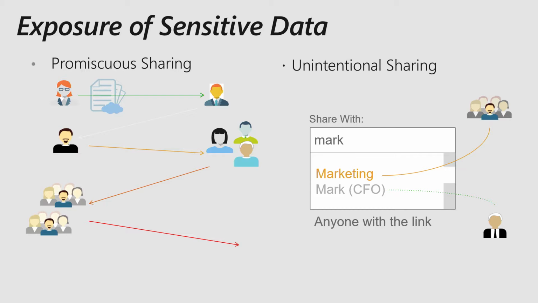The next piece is exposure of sensitive data. Now, data is the core of your intellectual property. You want to make sure that the right people have access to the right amount of data. So the first thing that you need to identify is where is all my sensitive data sitting?